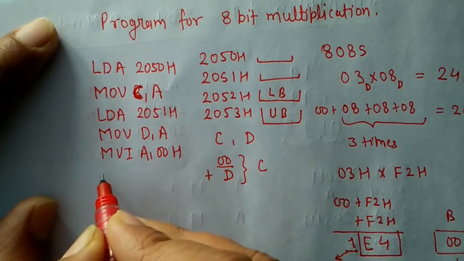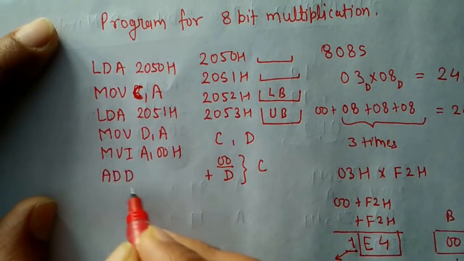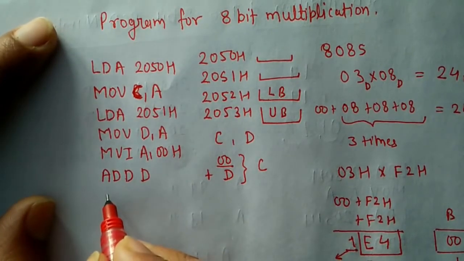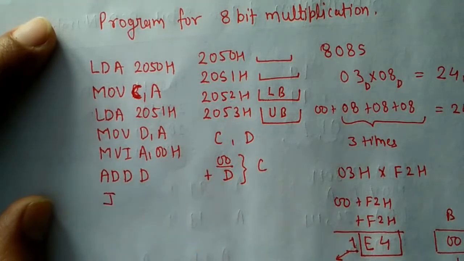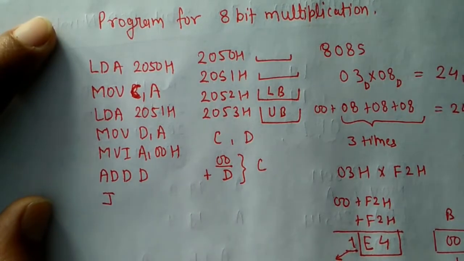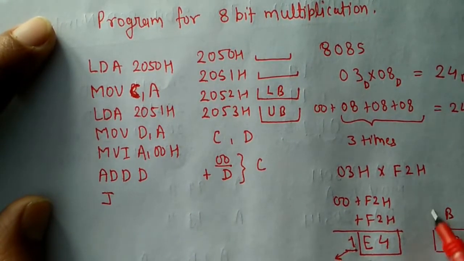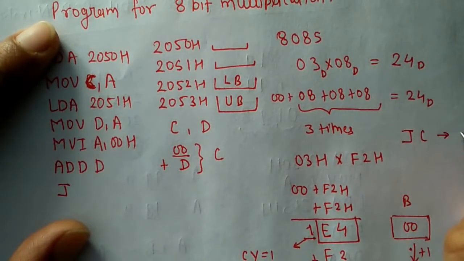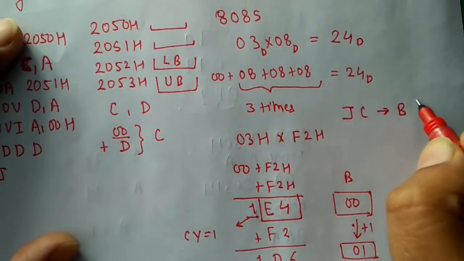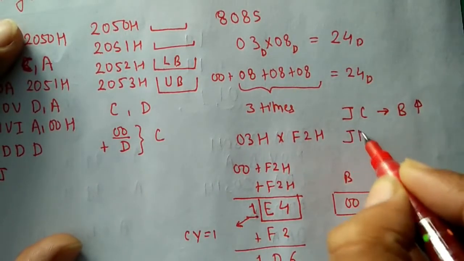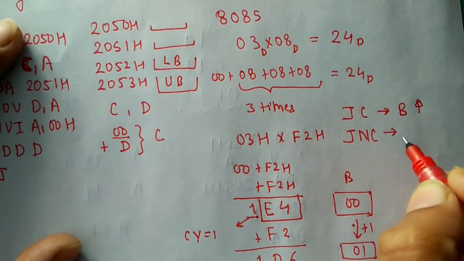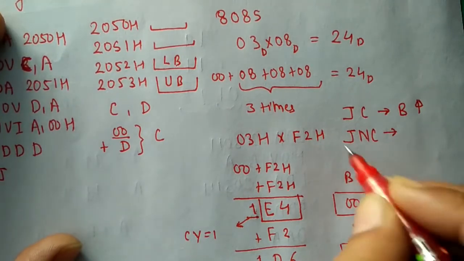It will put 00 in accumulator, and then after writing ADD D, it means we are going to add content of A and content of D, and now we will be checking whether carry is generated or not. If carry is generated, then we are going to increase the content of register B. But if carry is not there, then we don't have to increase the content of B. Simply we have to run the loop, and check and add the next number.